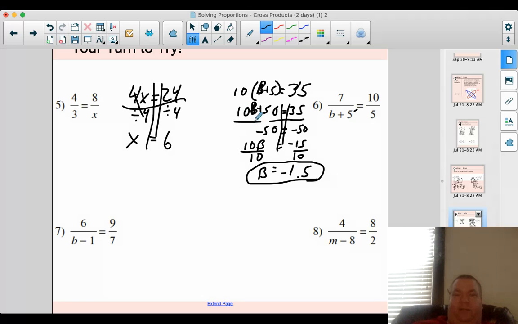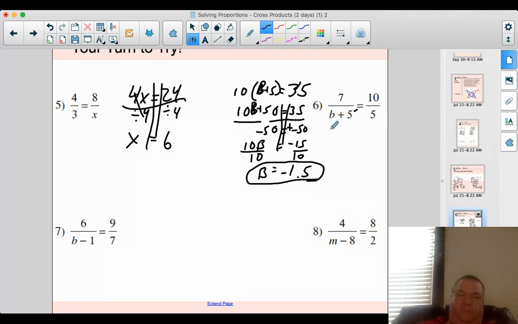To get the B by itself, I have to subtract 50 first. Remember, we're doing order of operations in reverse, so I undo the adding first before I undo the multiplying. That gives me 10B equals negative 15, since 35 plus negative 50 is negative 15. Last step, divide by 10, and I get negative 1.5. So negative 1.5 would make this statement true.